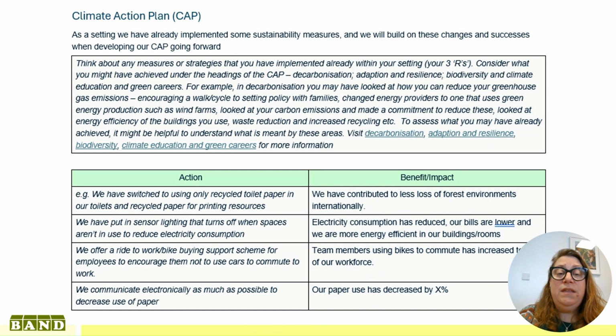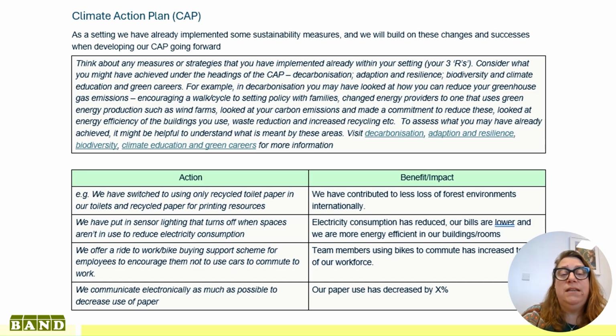So within the climate action plan template that we've pulled together, we've actually put a table in to help you pull all of those existing actions together. All of your existing activities can go on one side where the action is, and then you think about the benefits or the impact of those actions that you've already got in place. And then you can think about, well, what could we do next? What is it even better if we do?